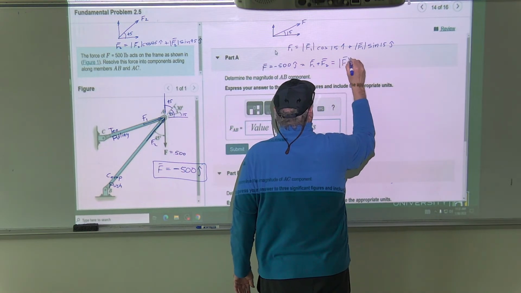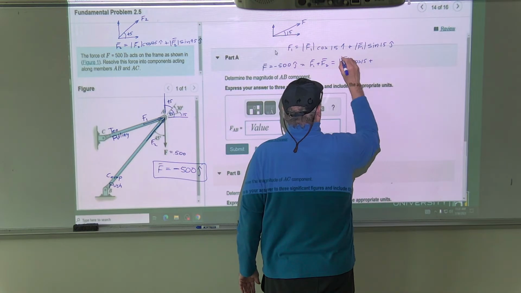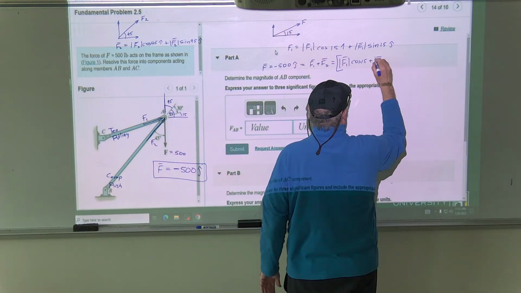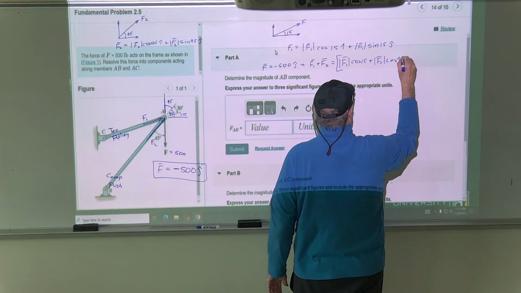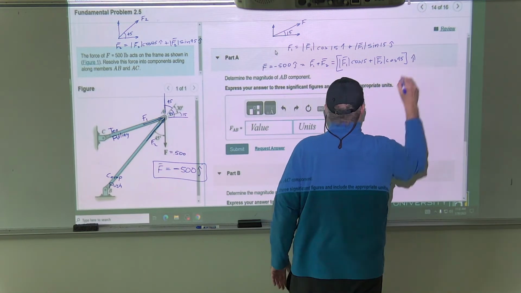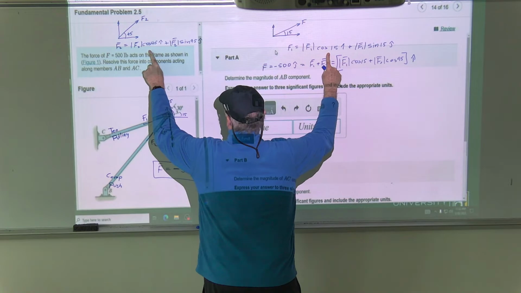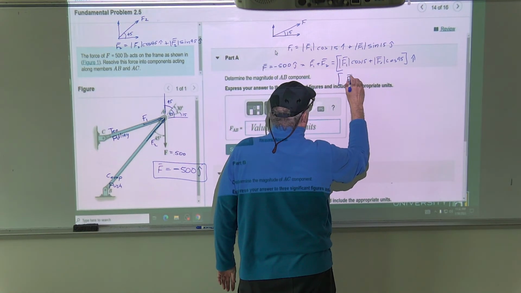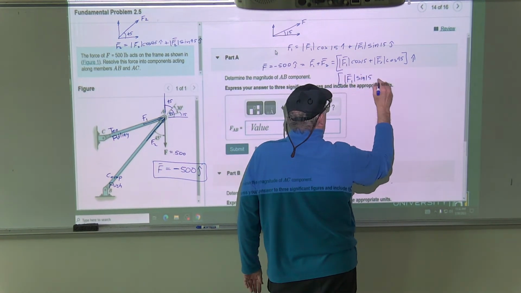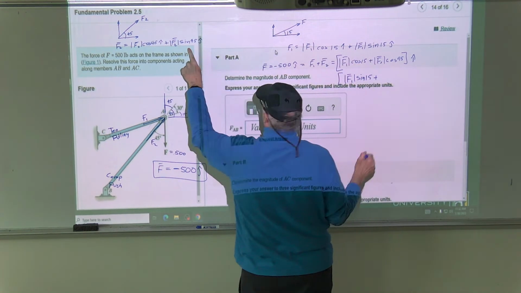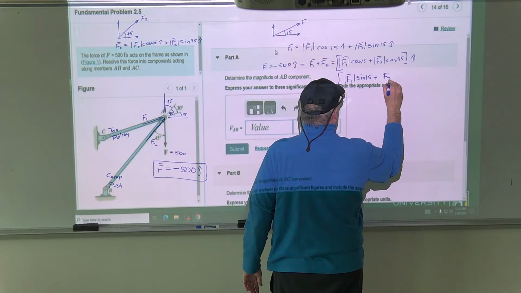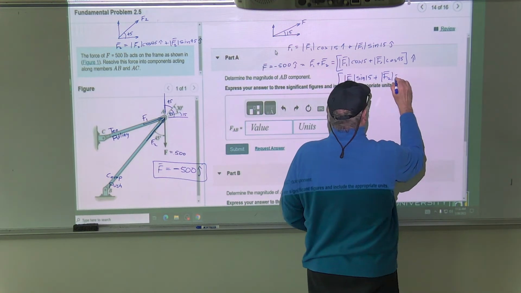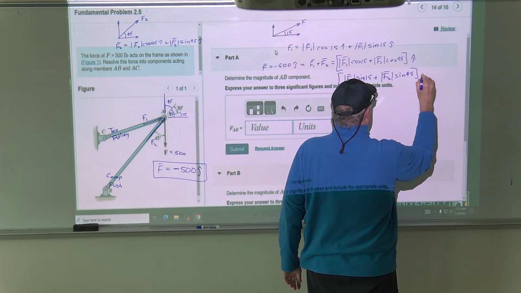So F1 magnitude cosine of 15 plus, I'm adding this to that, F2 magnitude cosine of 45. And that's got to be the I component. So I'm adding the two I components, and then I've got to go in and add the two J components. F1 sine of 15, which is that one, and then I'm going to do this one. Oops. F2 sine 45J.